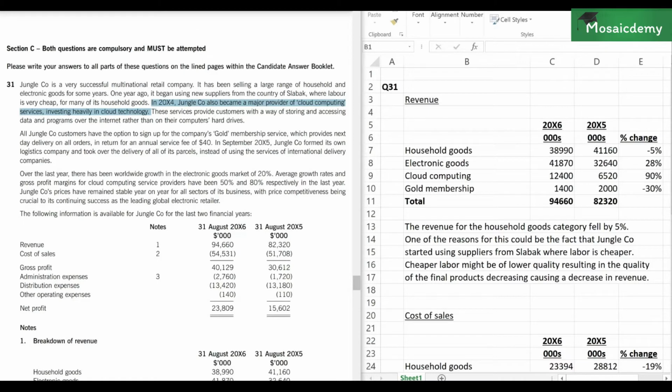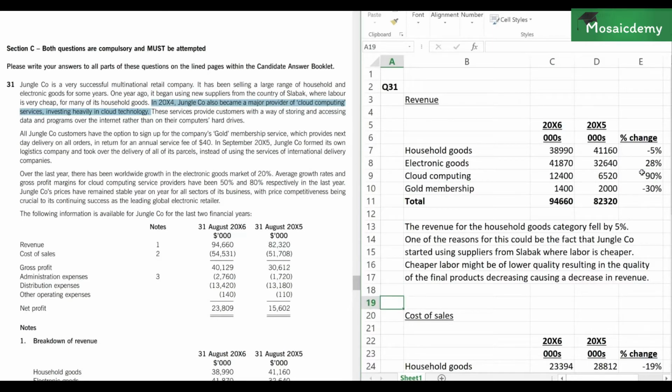Okay, and then the next point starts talking about gold membership. So cloud computing, if they've invested, we would expect the revenue to go up. Let's see if that's happened. Yes, we can see the revenue for cloud computing has gone up by 90%. So we put in all the hard work with all the calculations in the beginning. Now we can just quickly make our points.